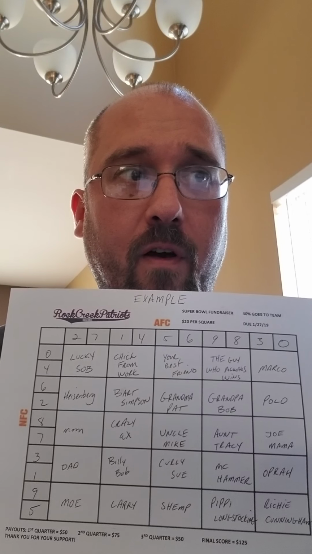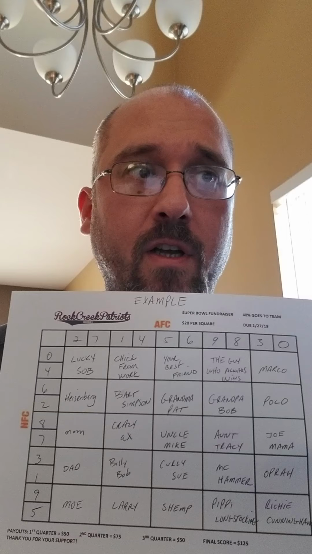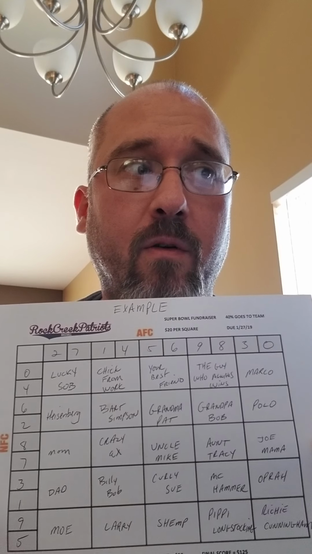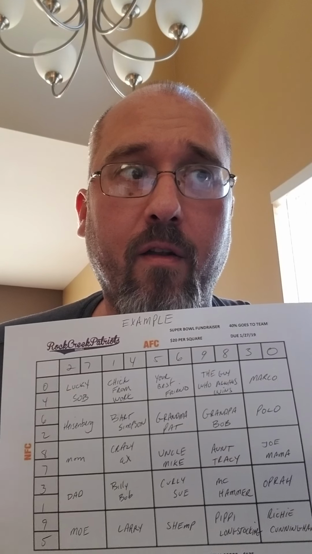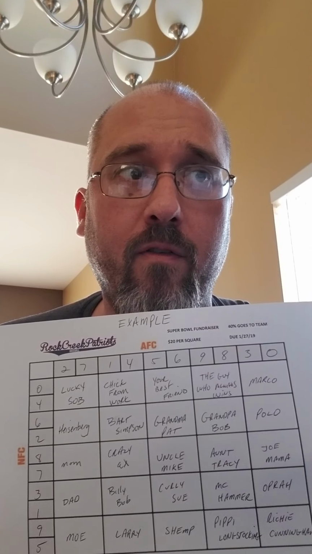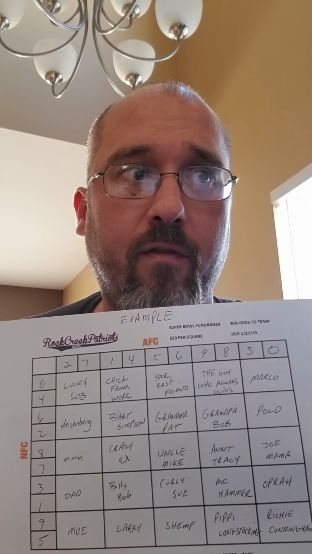Yeah, 25 is 500. What you'll do on January 27th is you'll turn in your sheets with the names filled in, along with $200. Keep the other $300 for payout, so you can pay out the winners from your sheet yourself, okay?